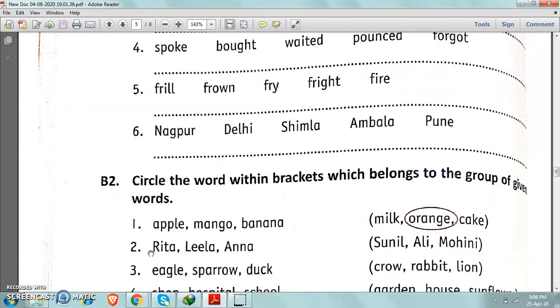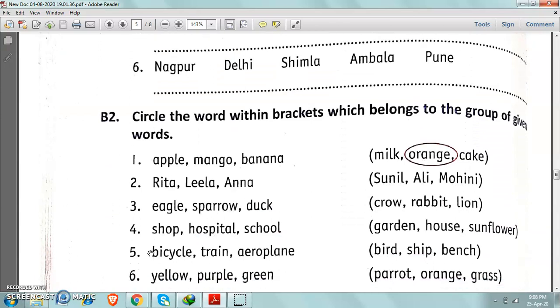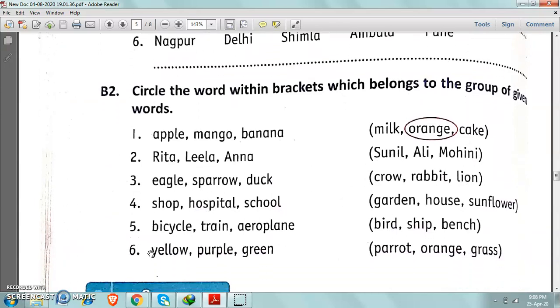Next is B2. Come on, B2 part. Circle the word within bracket which belongs to the group of given words. See, first of all, here apple, mango, banana. What are these? These are milk, type of milk? No. See, these are fruits. Or these are type of cakes. These are fruits, so we will circle fruit from here because they belong to this one. They all will be fruits then if we include orange also.